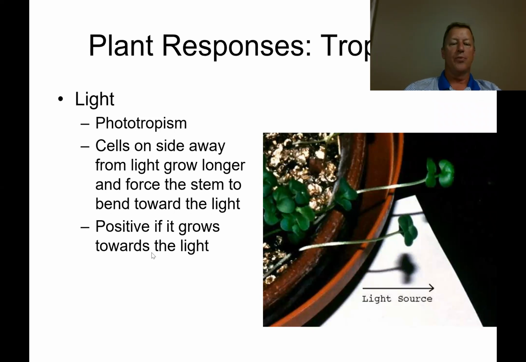That's a response to touch. A response to light is called a phototropism. What happens is cells on the side away from the light, so the top side here is towards the light, and the bottom side under here is the side away from the light, grow faster. As these grow faster, it causes this plant to bend towards the light. If it grows towards the light, it's a positive phototropism. If it grows away from the light, then it's going to be called a negative phototropism. Okay, so light, and this is a phototropism.